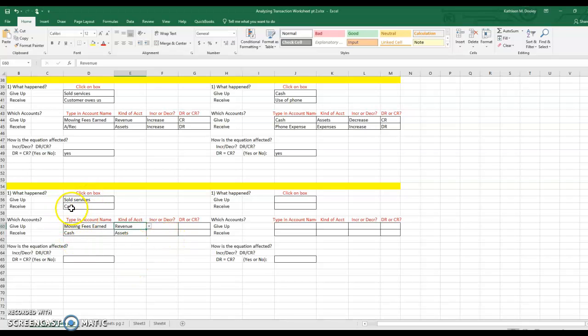Okay, we go to the top. Do we have more or less cash than we did 5 minutes ago? We have more. Customers gave us cash. Did we sell more or less services than we did before? We sold more services, so that's also an increase. I look up increase in an asset, and that's a debit. I look up increase in revenue, and that is a credit. I have one debit and one credit, so that's a yes.